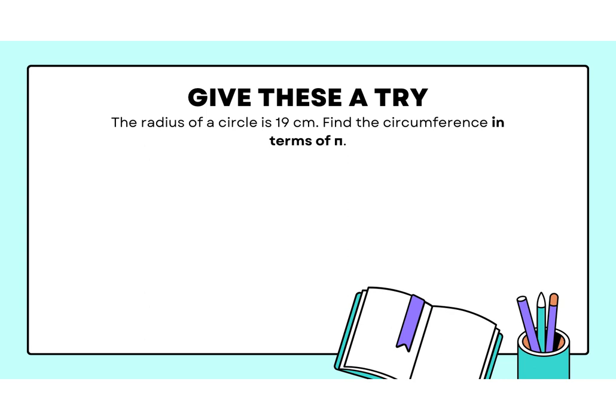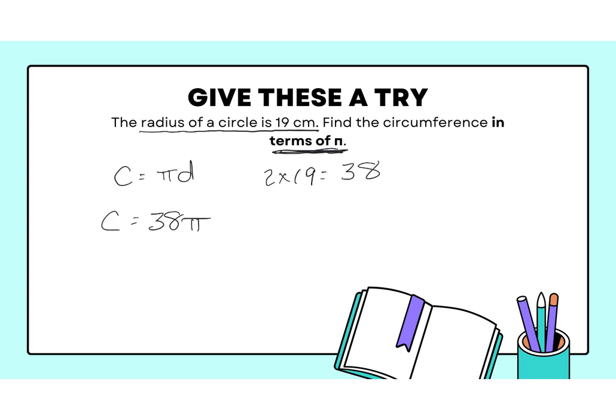Last but not least is example number 4. We also have to do this in terms of pi. So this time I've got the radius of the circle is 19 centimeters. So once again, circumference is pi times diameter. I know that 2 radiuses is equal to a diameter, so 2 times 19 is 38. So I would do 38 pi for my circumference. And since we want it in terms of pi, I'm done. I don't even have to type it in the calculator, and I just need to put my units of centimeters on.